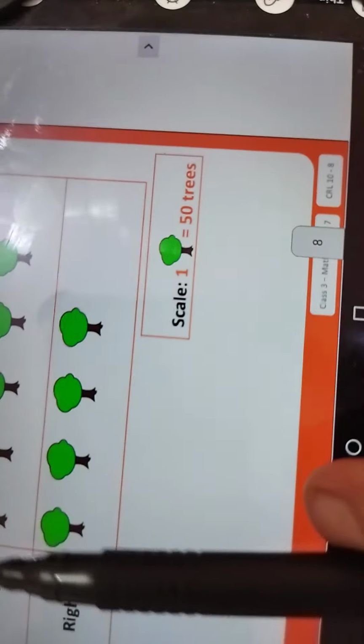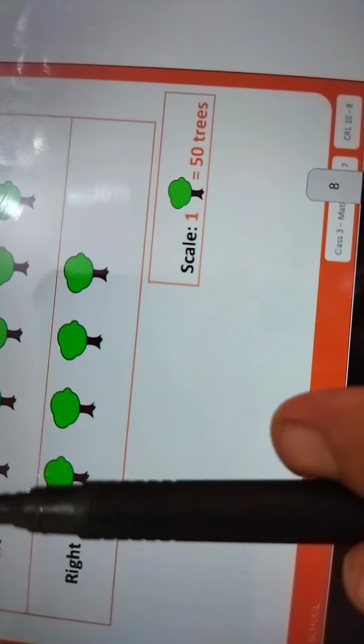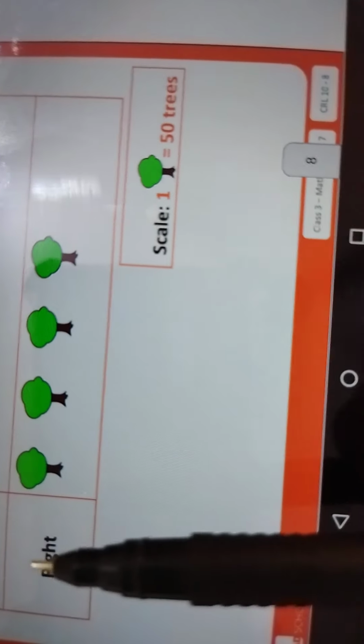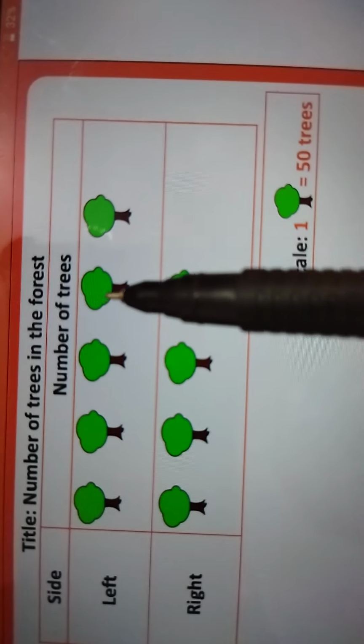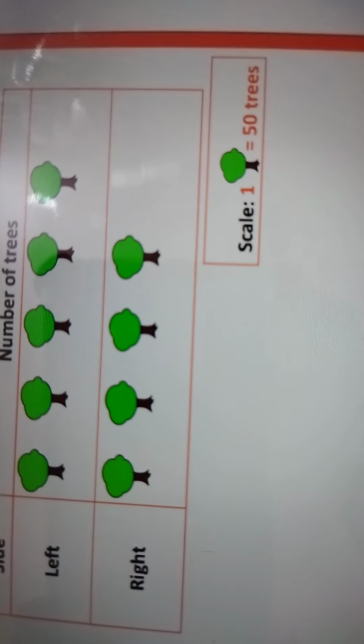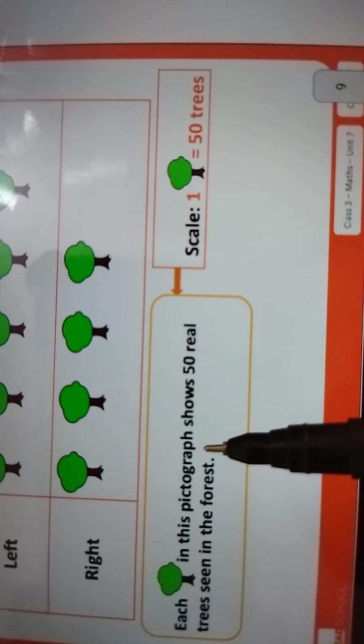So in that, the number of trees in the forest: there are 2 sides, left side and right side. On the left side there are 1, 2, 3, 4 and 5 trees. So we'll count one tree as 15 trees. And on the right side there are 4 trees. So here also the same thing. We have to count one scale as 15 trees. So each tree in this pictograph shows 15 real trees seen in the forest.